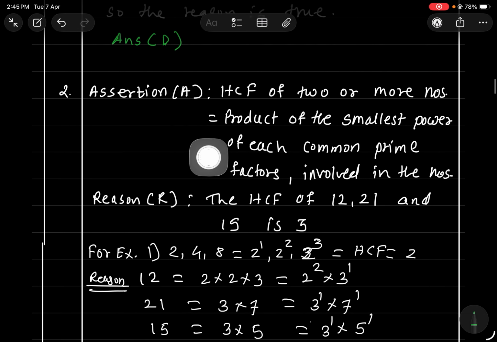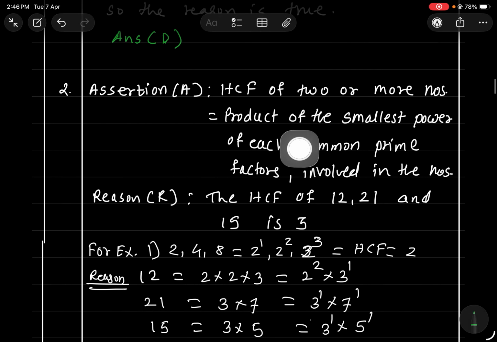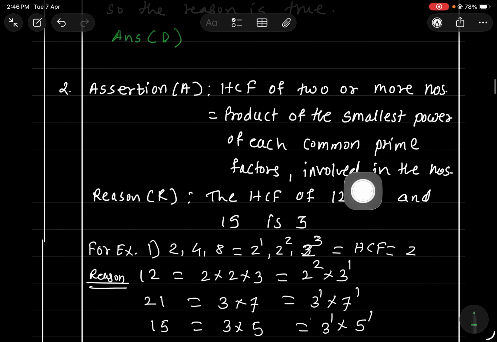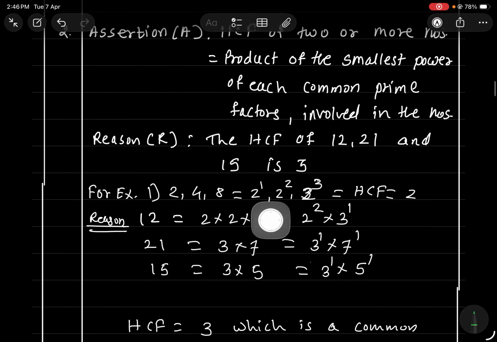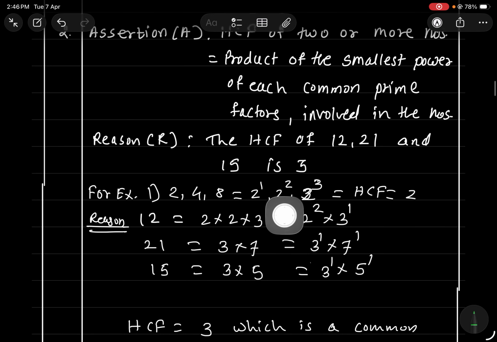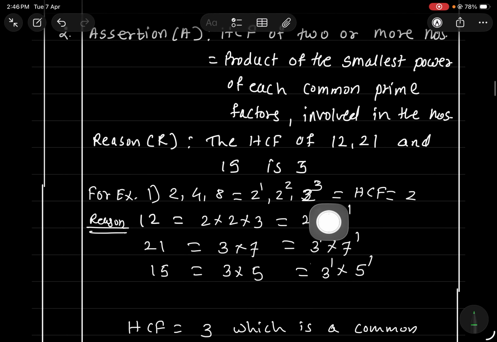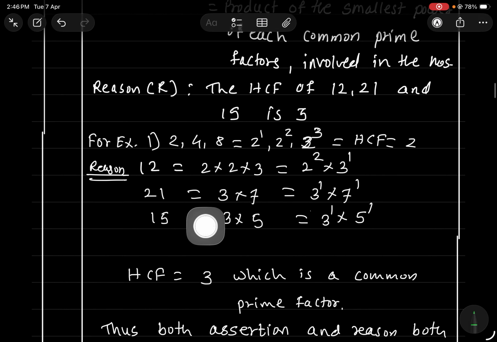For example, first we have to see the assertion. The HCF of two or more numbers is the product of the smallest power of each common prime factor involved in the numbers. Suppose the numbers 2, 4 and 8 are given. Their factors are 2 raised to 1, 2 raised to 2 and so on. So the HCF is the smallest power of 2.